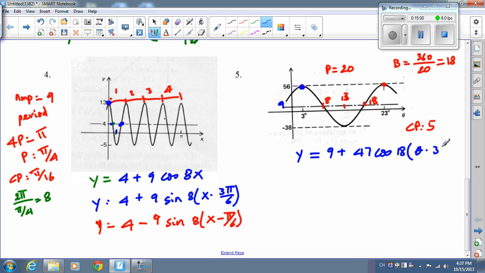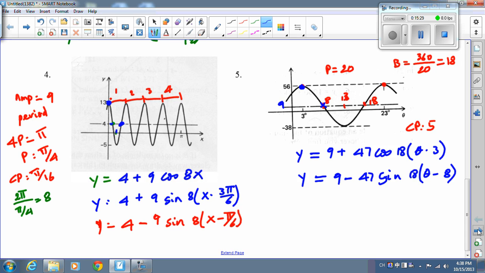Since we're dealing with cosine, I'm going to pick this point, and I will say it is theta minus 3. Now, if I was doing sine, I will have y is equal to, for sine, I will pick, why not the first point? If I pick the first point, note that it is middle going down. So I will have 9 minus, because it's going down, 47. And it will be this time sine of 18, inside the parentheses, theta minus 8.